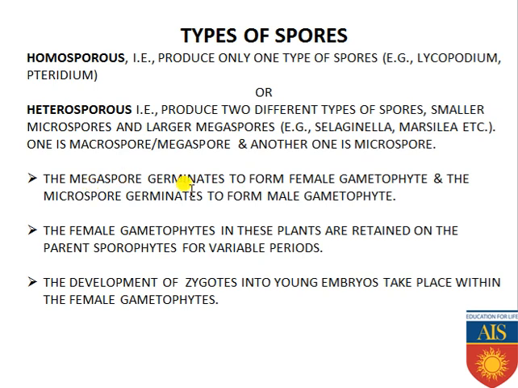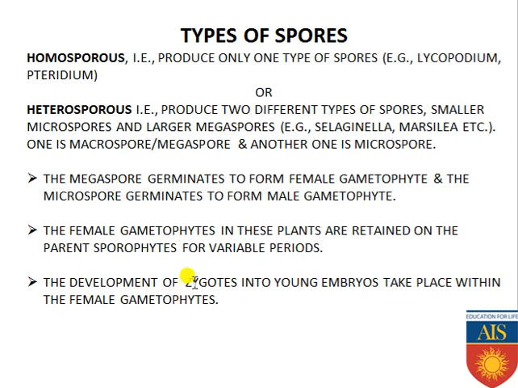Next point is that the megaspore germinates to form the female gametophyte. It is common sense: the megaspore is the female spore, so it germinates further to produce the female gametophyte, and the microspore, the smaller spore, mostly germinates to form the male gametophyte plant body. The female gametophytes in these plants are retained on the parent sporophytes for variable periods. Keep this in your mind, it is a very important point. The female gametophytes present in these plants remain on the parent sporophytic plants for variable periods, and the development of the zygote into a young embryo also takes place within the female gametophyte.